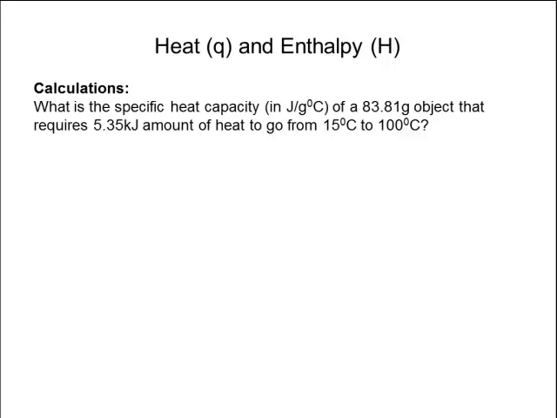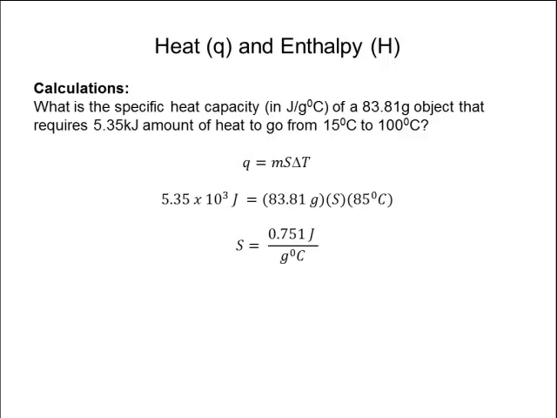Now let's look at a different version of this. Let's say I've done an experiment where I measured a temperature change, measured how much heat I had to apply to get that temperature change, and I know the mass of an object, and I want to calculate the specific heat capacity of that material. So I can use my Q equals ms delta T. Now I just need to plug in the things I know. In this case, the only thing I don't know is the s, so plug everything else in. So I've got 5.35 times 10 to the third joules equal to 83.81 grams times s times 85 degrees Celsius. Now I solve for s, and I end up with 0.751 joules per gram degree Celsius.